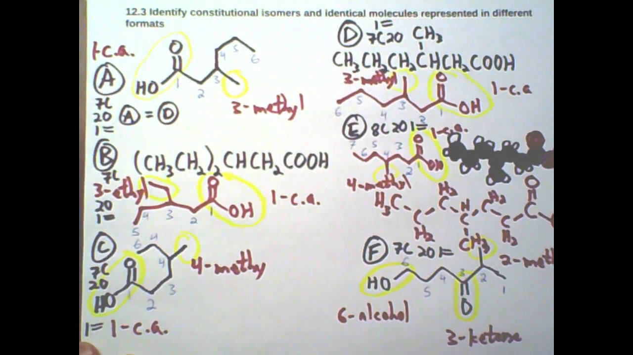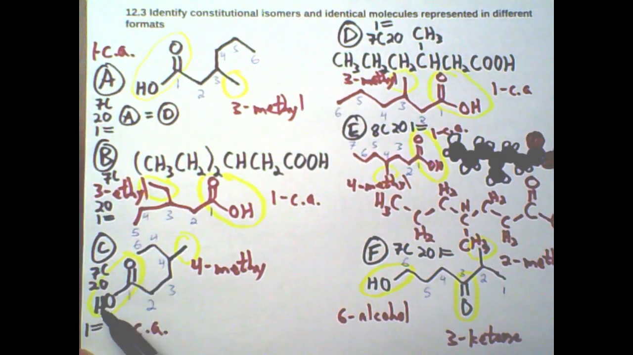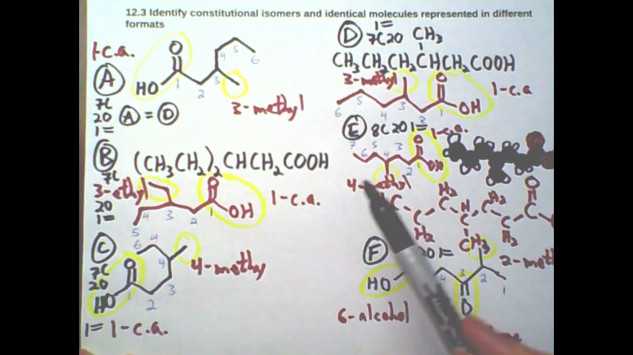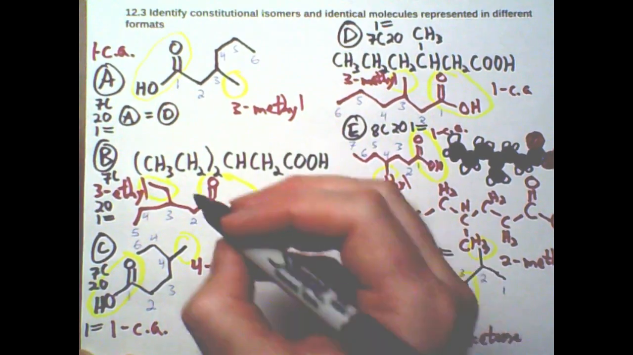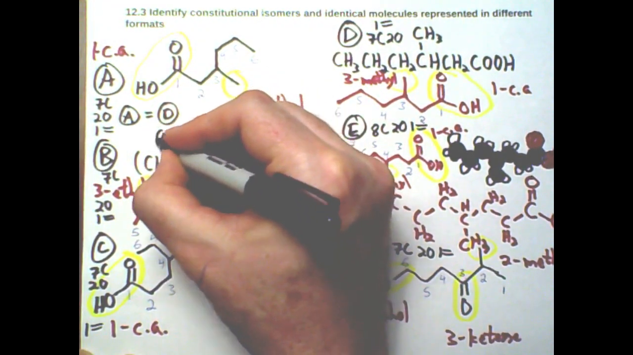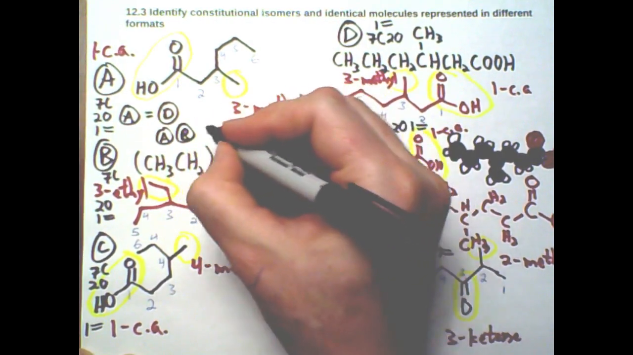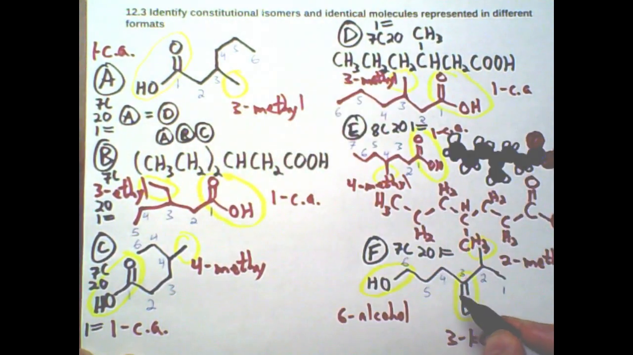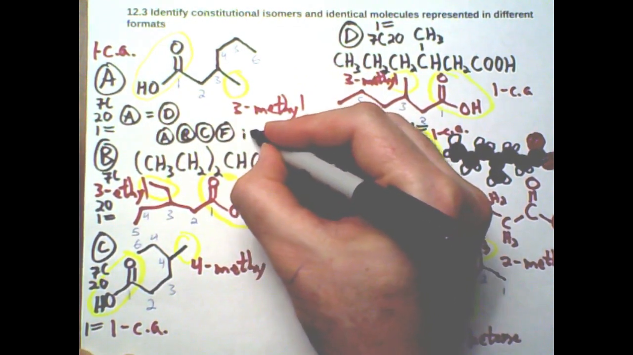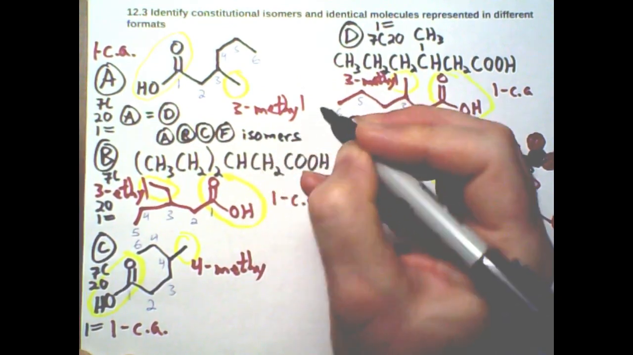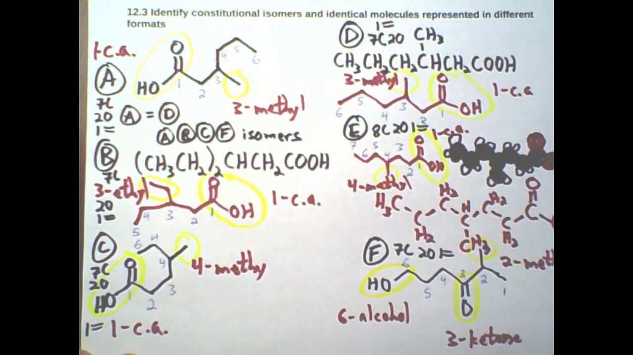So now everything with the same number of carbons, oxygens, and double bonds will be a constitutional isomer. And you may have noticed that everything had 2 oxygen, 1 double bond, but only one of them has 8 carbons. The others all have 7. So A, B, C, and F, B, C, and F are all isomers. Constitutional isomers of A.